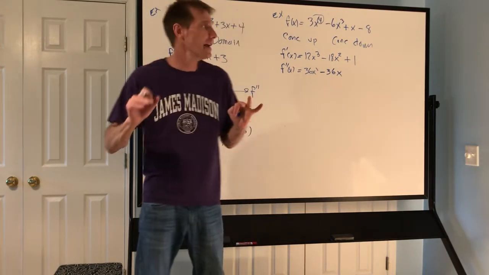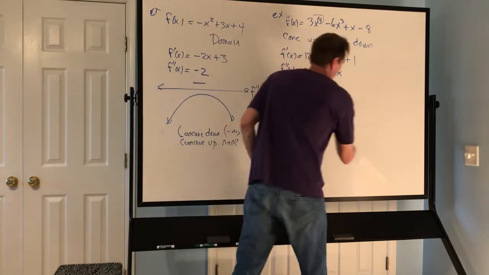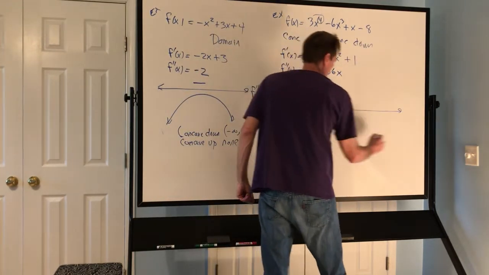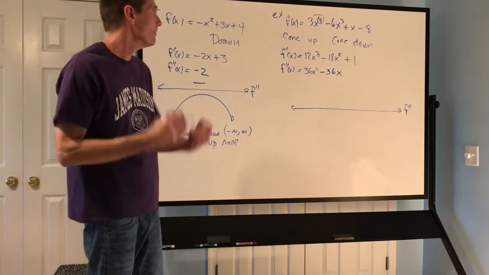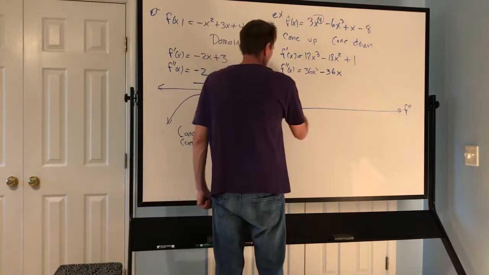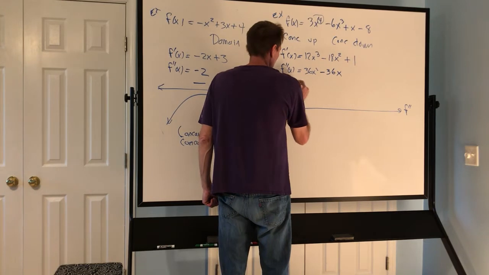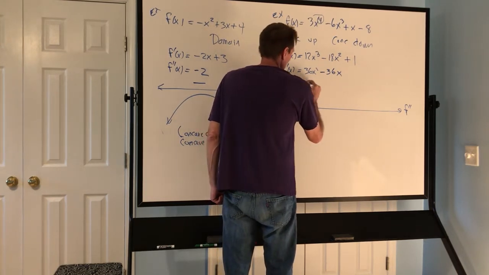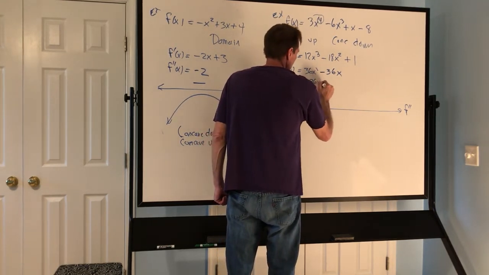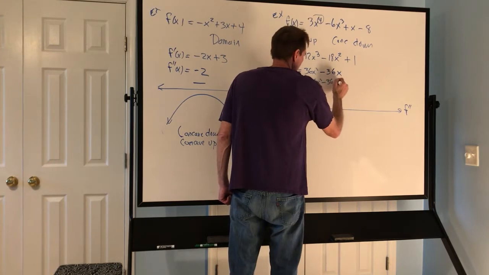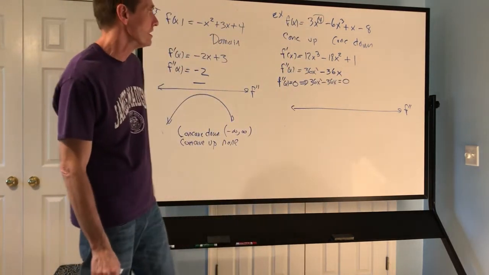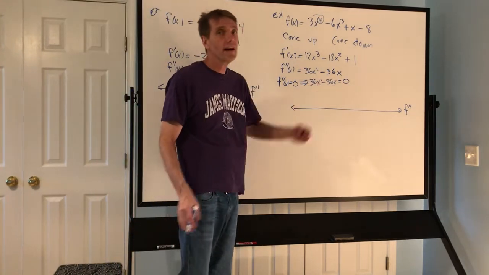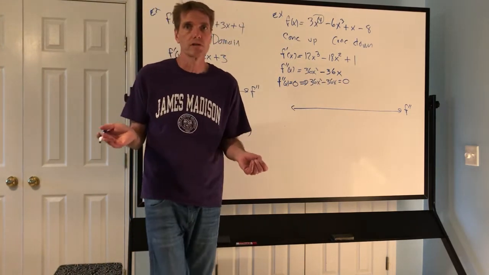So just like what we were doing before, let's create a sign chart for this derivative. I want to find out when it's 0, because that's super helpful. Well, this would imply that 36x squared minus 36x is equal to 0. Is there anything I can factor out of both of those?